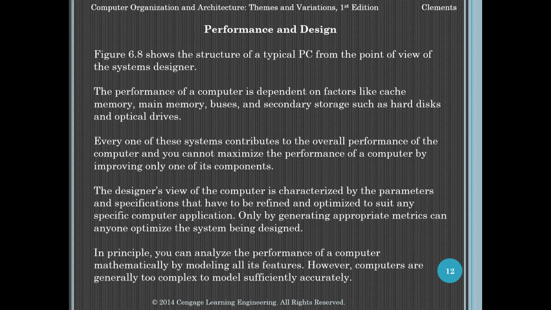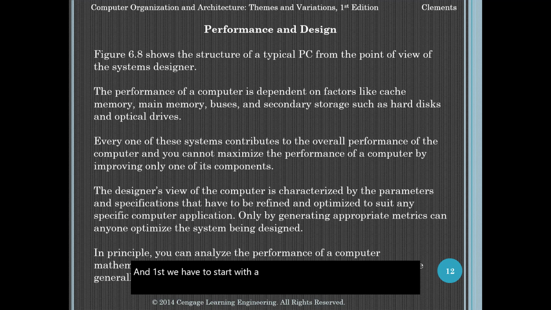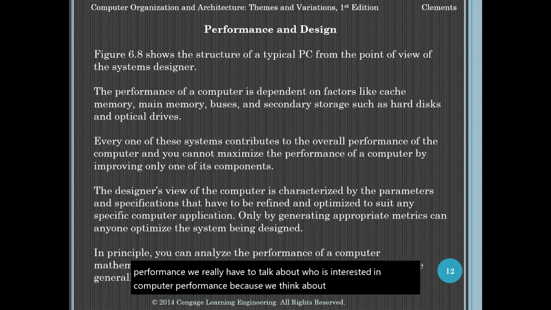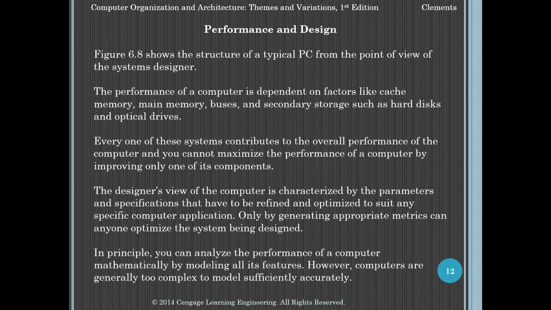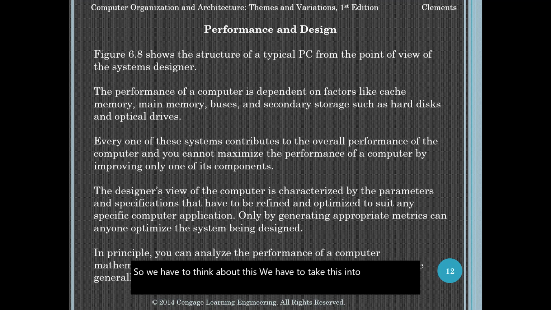First we have to start with a question, because when we talk about performance, we really have to talk about who is interested in computer performance. We think about designers, engineers, academics, marketing people. Performance means different things to different people. It means different things to the people who work on computers, and it means different things to people who use computers for their job. So we have to take this into account when we talk about performance.